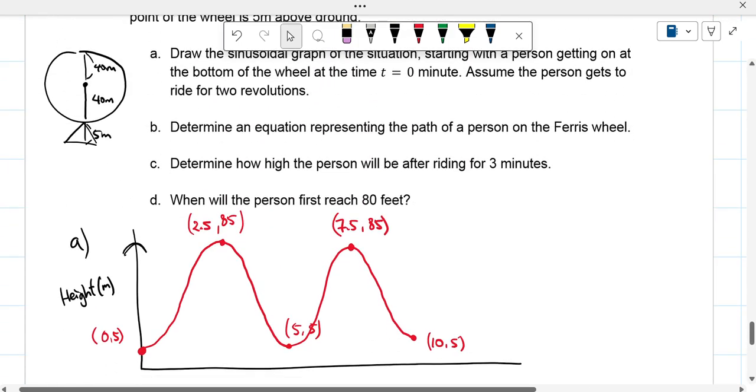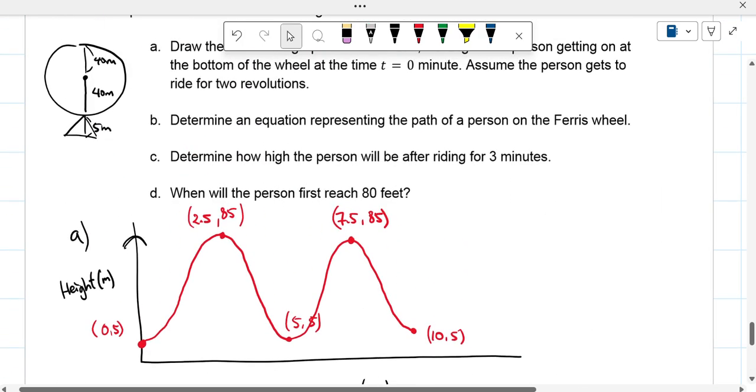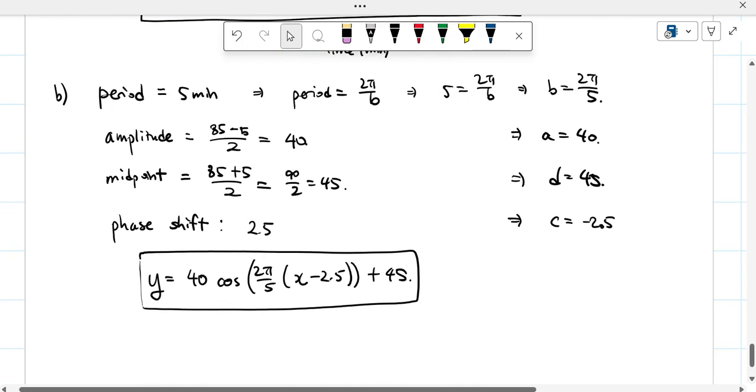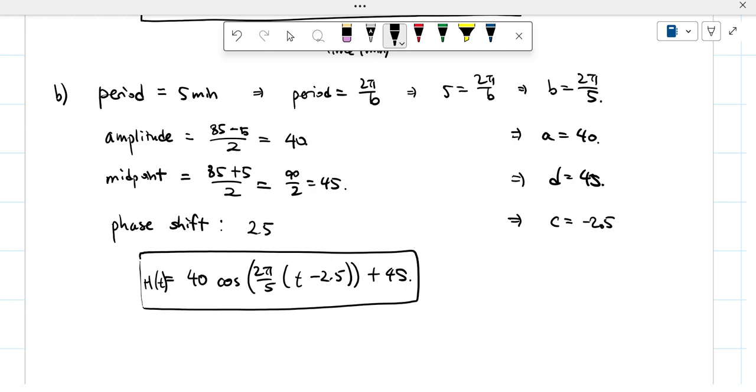Part C, determine how high the person will be after riding for 3 minutes. Basically, the question wants me to find, oh my bad, H of t. So basically, part C is asking me, what if I put t equals 3? So I can plug in 3 minus 2.5, 0.5, but that's a lot of work, and I don't like doing that. I'm just going to use that.